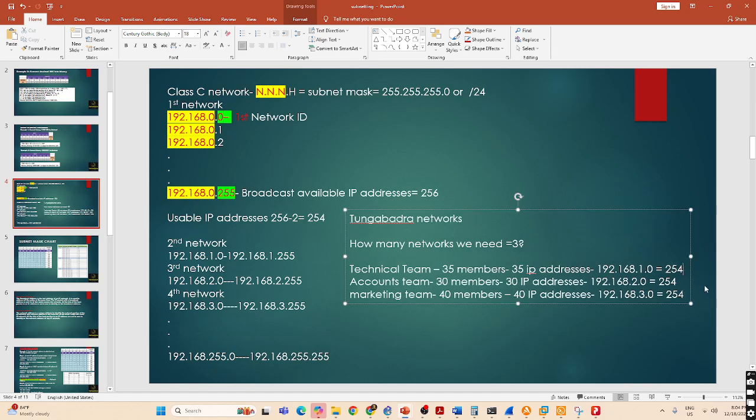So out of 254, how many are we using? Here 35. So 254 minus 35, how much is it? 219, right?